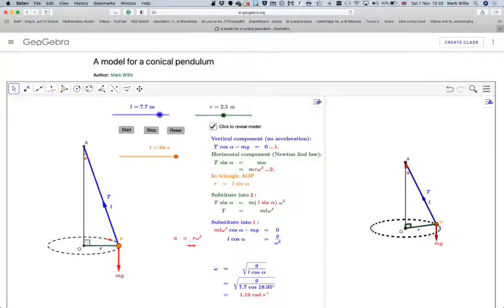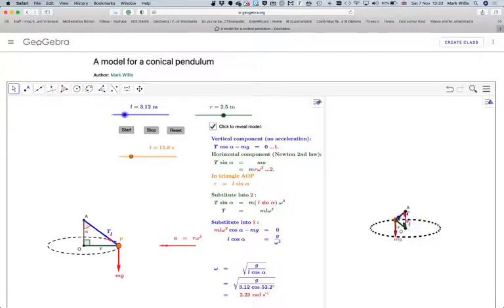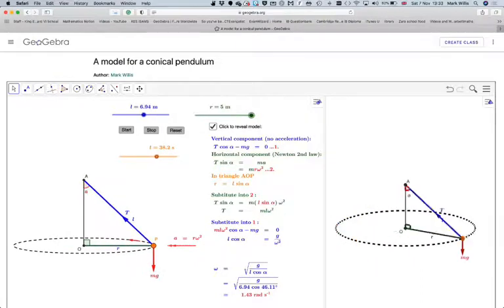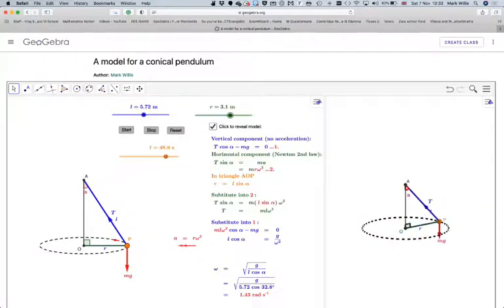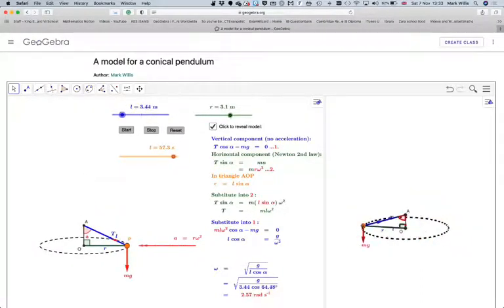Let me just reset that and do it again. If I change L and make it very small, it's going to spin faster. You can try this for yourselves. But if I change r, the rate does not change. This GeoGebra app will be in the notes of the video. I hope you've understood, and thank you very much for watching.